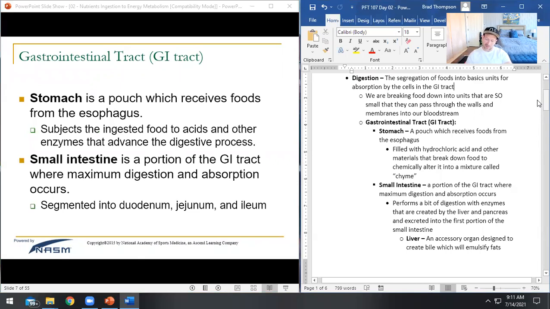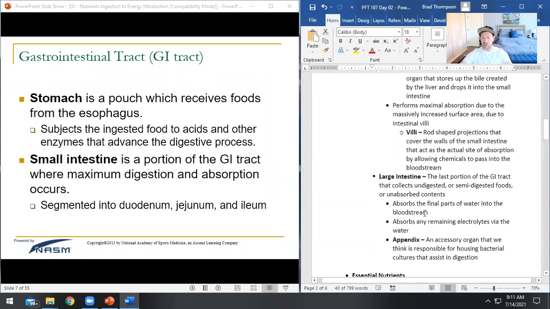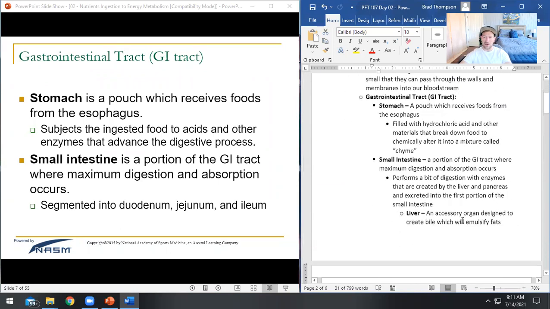So then you're going to have your gastrointestinal tract, or your GI tract. It's going to consist of your stomach. Then it's going to move into your small intestine, and then it will move into your large intestine before it'll kind of exit out of the body, right?